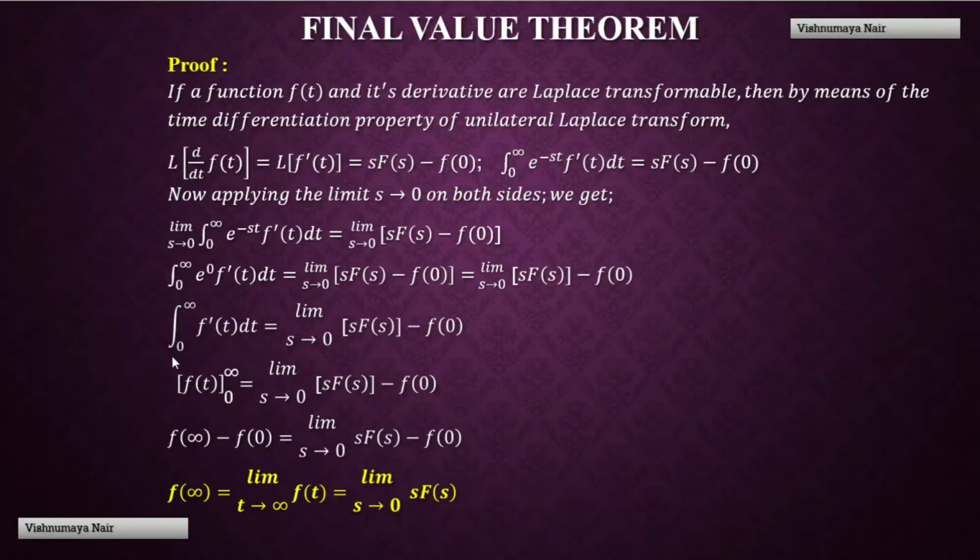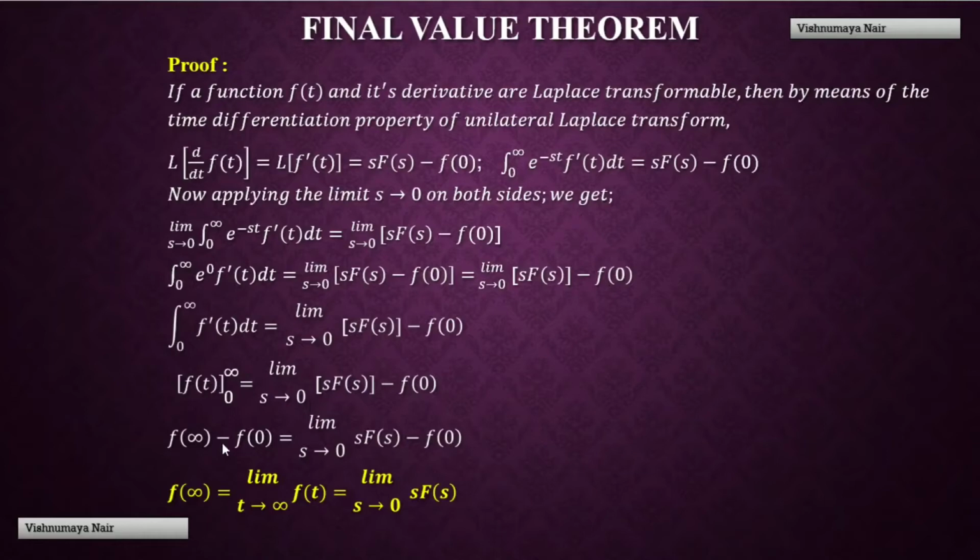Now integral 0 to infinity f'(t) dt is equal to f(t) within the limit 0 to infinity, which is equal to limit s tends to 0 s F(s) minus f(0). Now after applying the limit, this will be equal to f(infinity) minus f(0), which is equal to limit s tends to 0 s F(s) minus f(0).